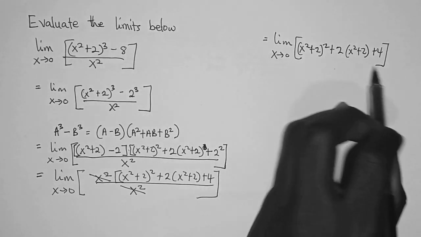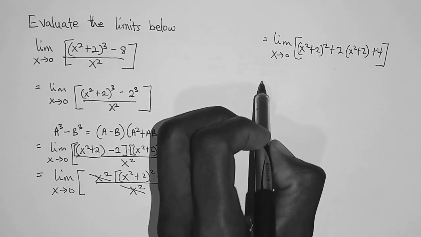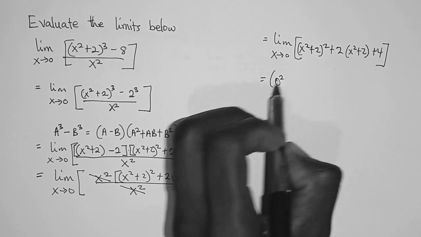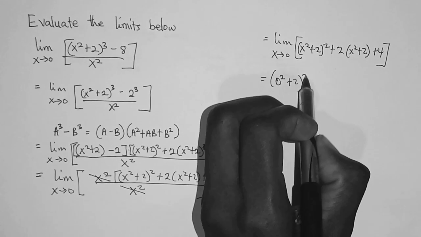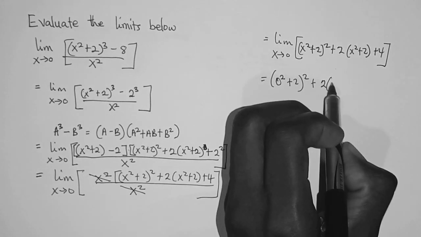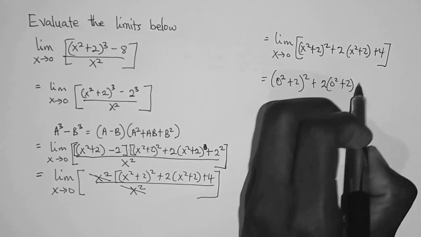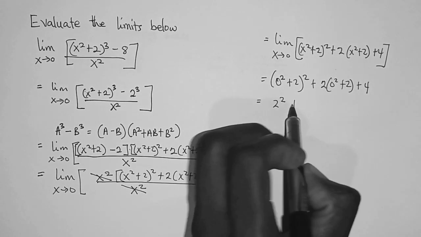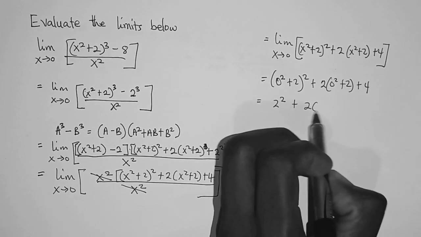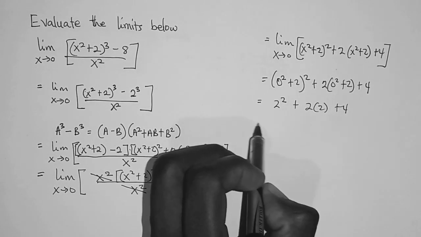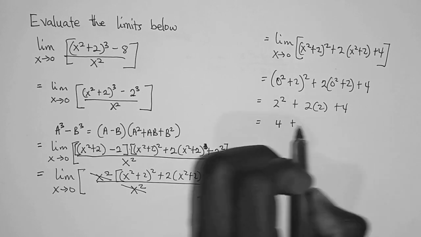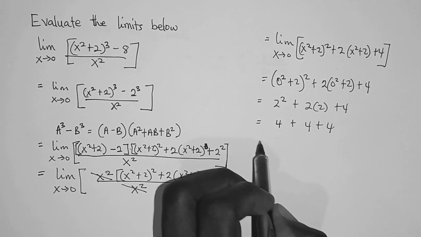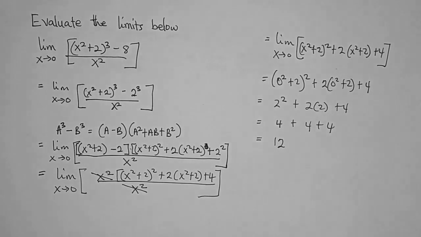So from here we can make the substitution. x is 0, we put in 0: (0 squared plus 2) squared plus 2 times (0 squared plus 2) plus 4. This is equal to 2 squared plus 2 times 2 plus 4. 2 squared is 4, plus 2 times 2 is also 4, then plus 4. 4 plus 4 is 8, plus 4 is 12, so this is equal to 12.